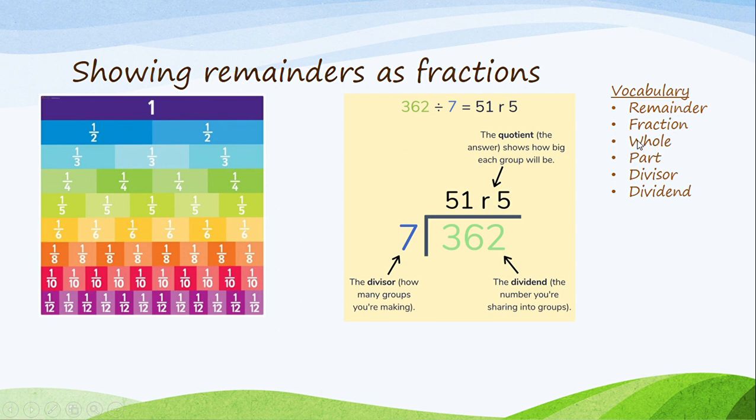We know what a whole is. We've just discussed that. Fractions are parts. The important thing is that they are equal parts. They are the same sized parts of the whole. A divisor is the number that you are dividing by, the number of groups that you are making. And the dividend is the number that is being divided. This is normally a larger number. So here the dividend is 362, the number that is being shared into the divisor's number of groups.